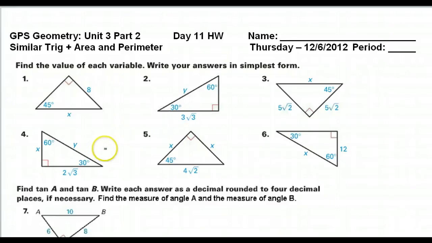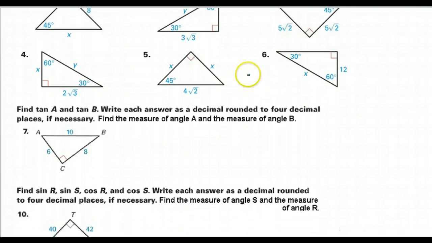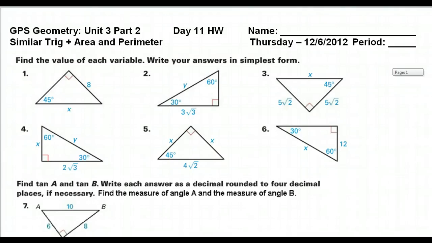Involving solving right triangles. Some problems will involve special triangles, like your 45-45-90 triangles and your 30-60-90 triangles, and we'll use those properties. But then other problems will involve tangent, sine, and cosine, and using those trig functions to find unknown angles and sides. So this is a review. So let's get started. For number one, find the value of each variable.